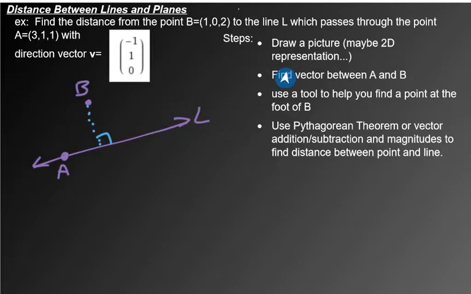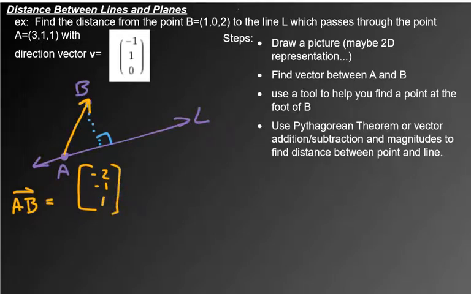We're going to need this vector, AB, but that's not too bad because we have the points, right? So we could just do subtraction. If we have both the point A and the point B, we can just do B minus A to get the vector AB, right? So 1 minus 3, negative 2, 0 minus 1, negative 1, 2 minus 1 is 1.